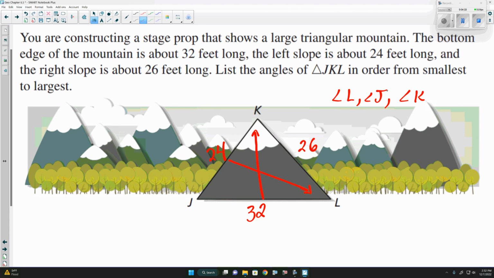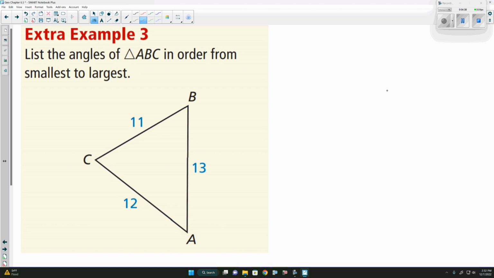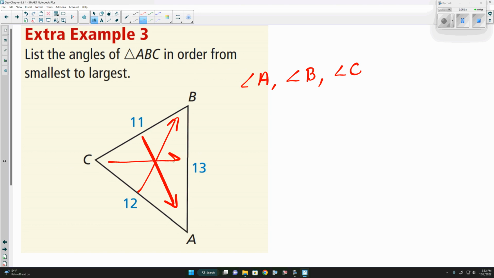Questions on this here? Let's look at the next one. So we're given this triangle here with side lengths 11, 12, and 13. So the smallest angle would be, because it's opposite side length of 11, the smallest side. So the next biggest side is 12, and its opposite angle B. And lastly, angle C is the biggest because it's opposite side length 13, which is the biggest. Questions on this here?